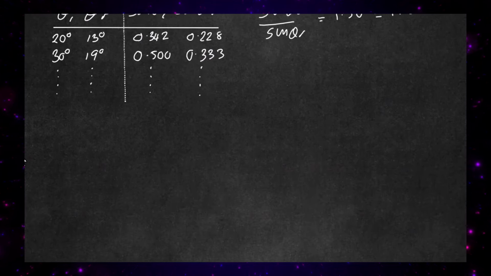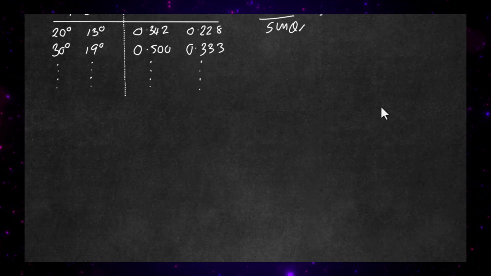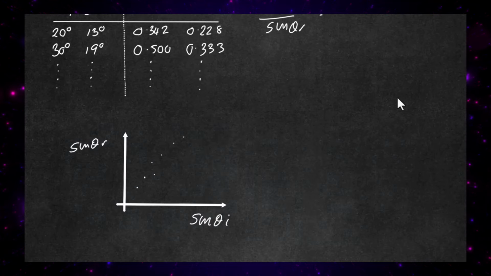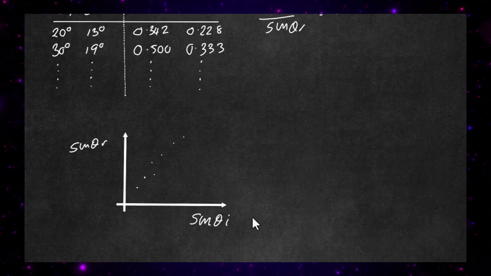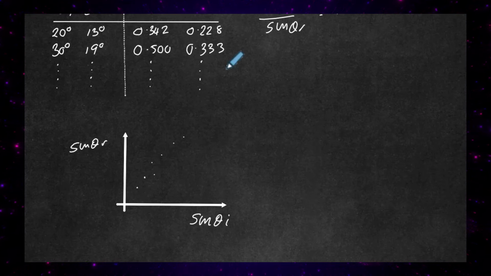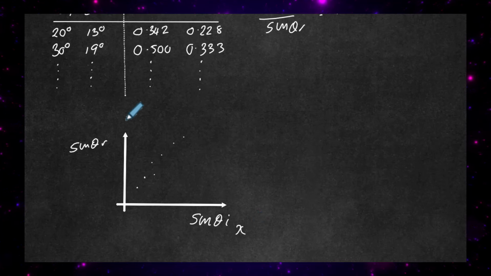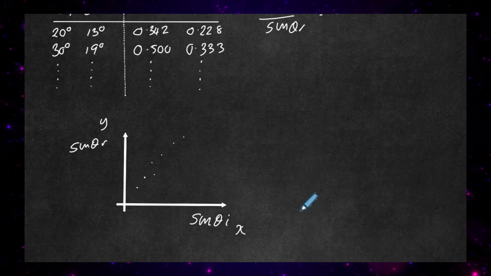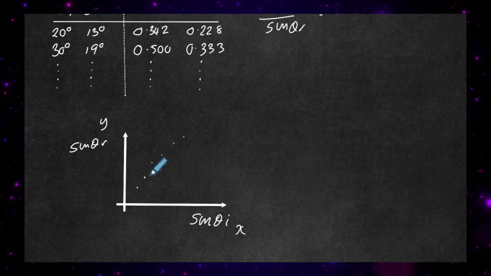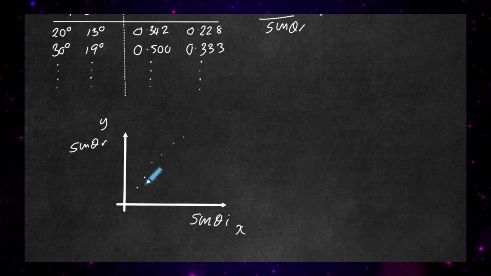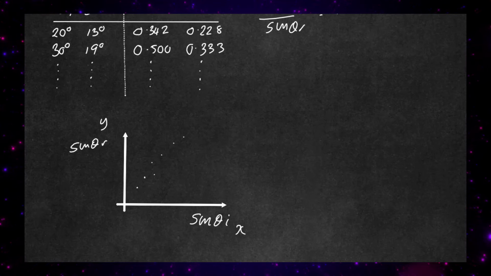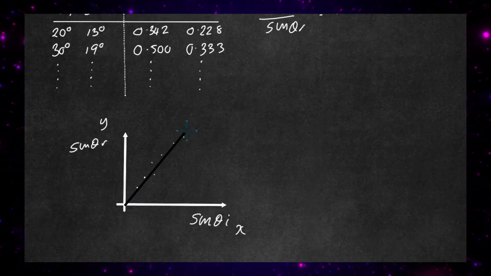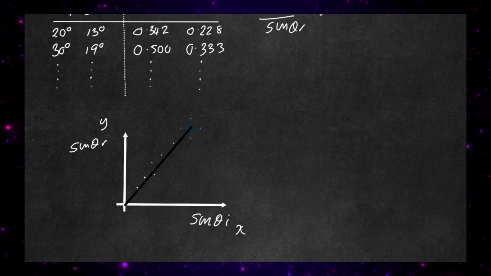Now there's a second way you can do this. You could plot the points again like this. You could have sine theta I along the x-axis, and on the y-axis you could have sine theta R, and you would get a line like this. You would get a constant kind of line like that. I'll draw it in for you. You would get a line from the origin, the best fitting line all the way through the points.